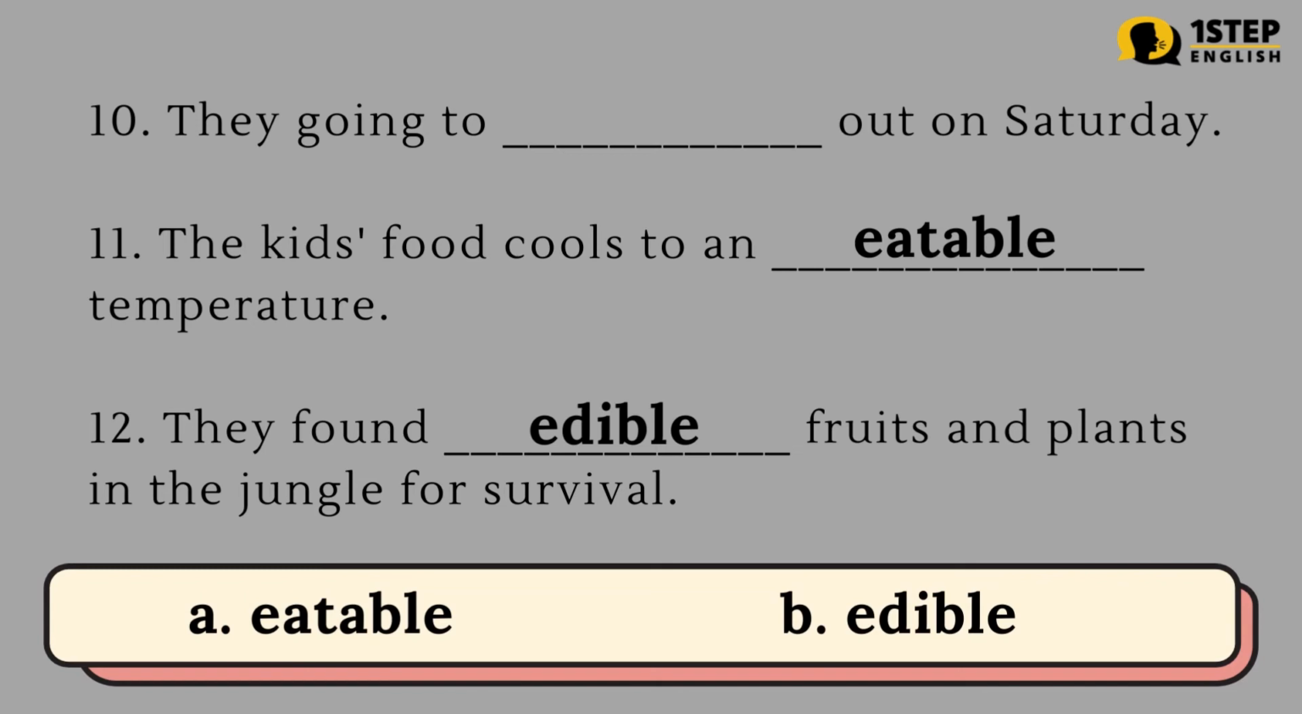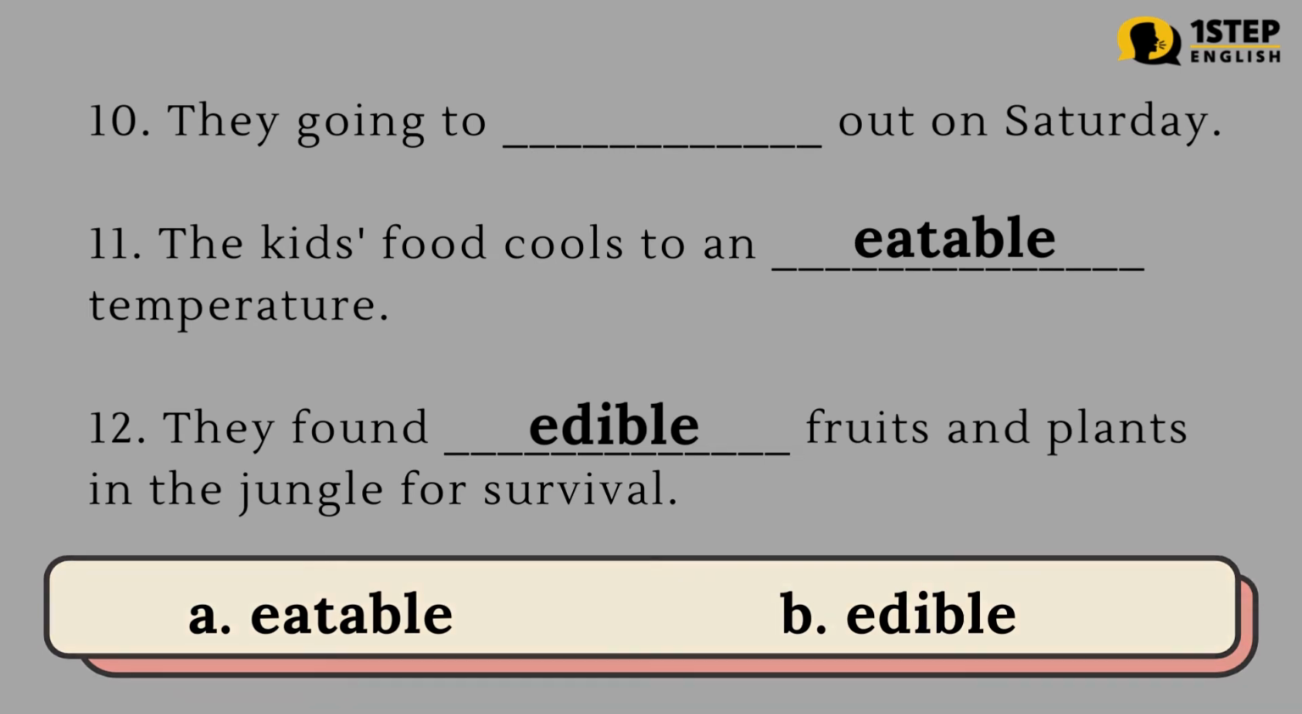Number 11. Letter B. The kids' food cools to an edible temperature. Number 12. Letter A. They found edible fruits and plants in the jungle for survival.